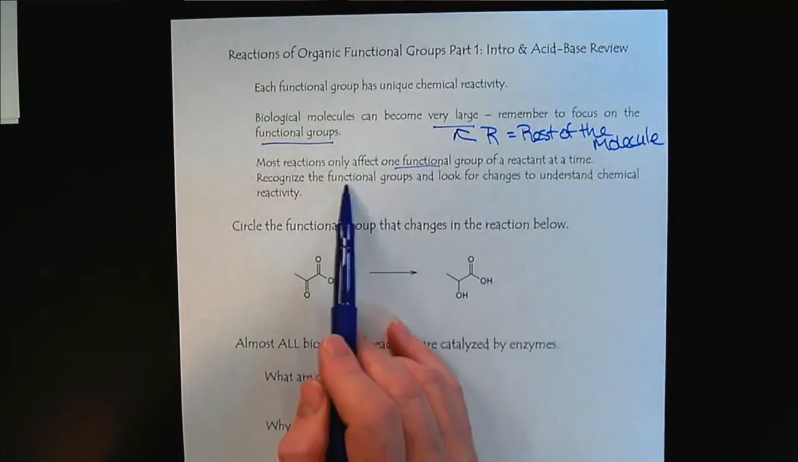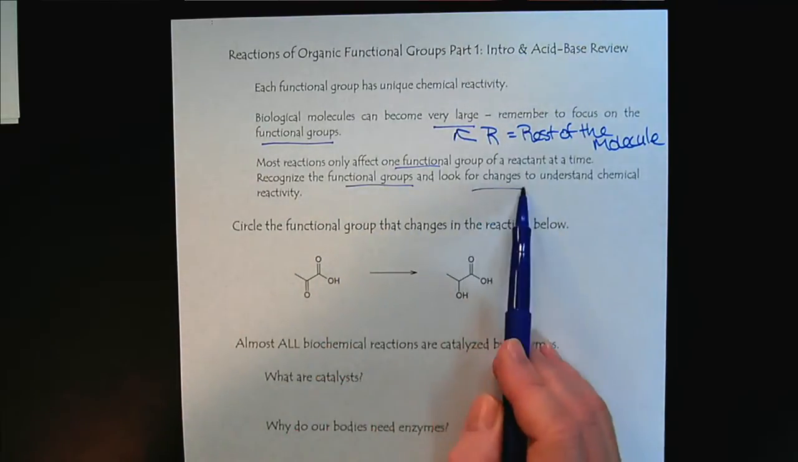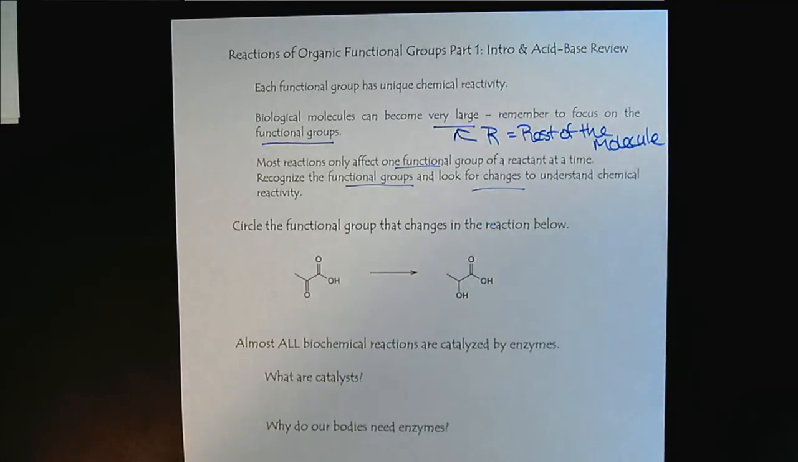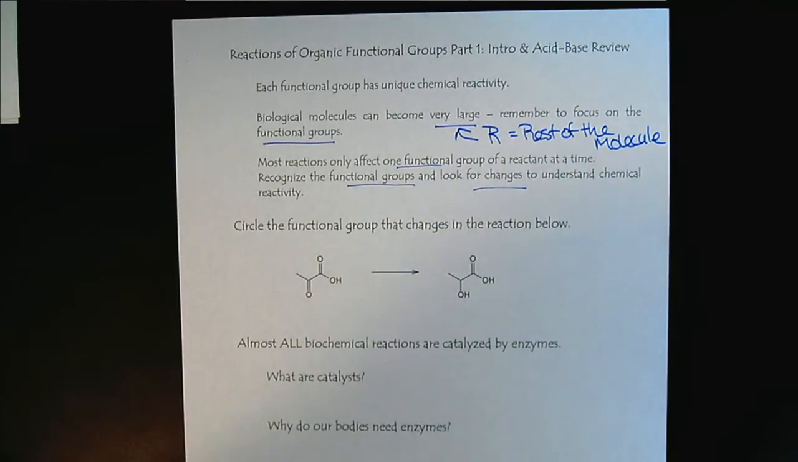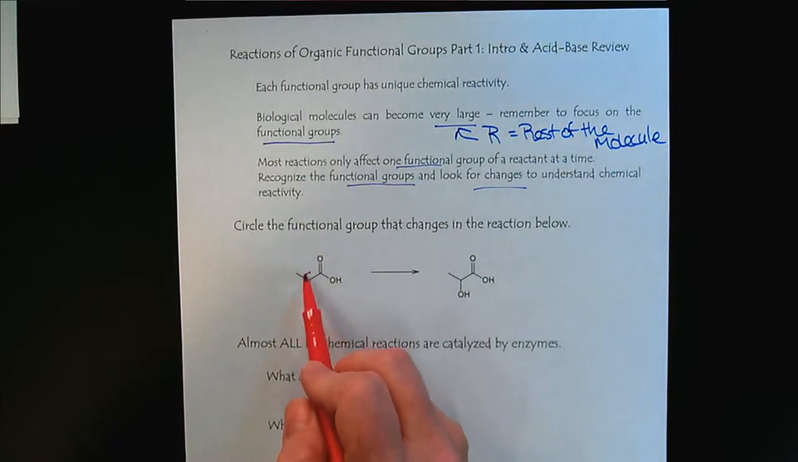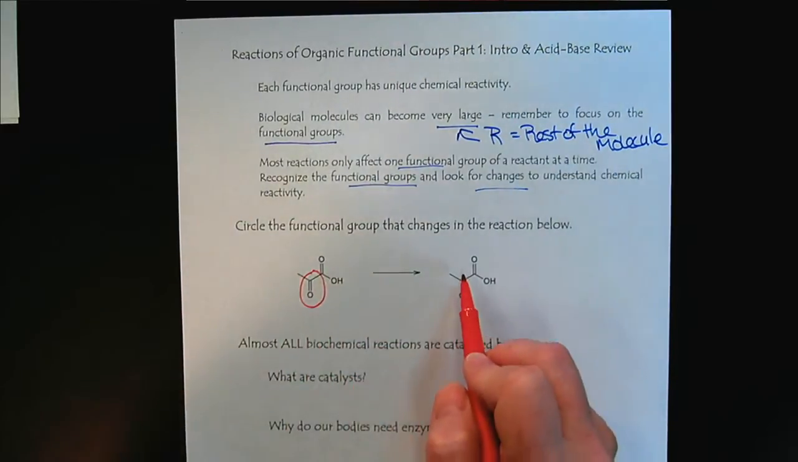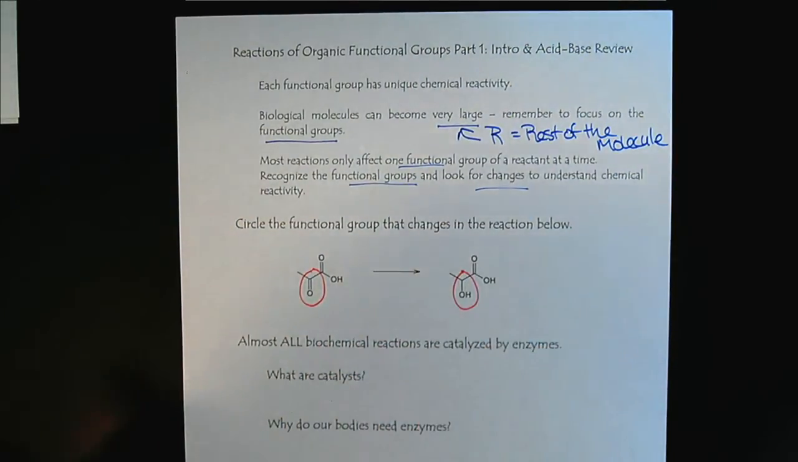So recognizing the functional groups and looking for changes is a really great strategy to help make sense out of this. So let's practice that skill first. Look at our reactant and product and then go ahead and circle the change that you see occurring. So notice we have two functional groups, right? But that the carboxylic acid remains the same. We can see that the ketone is changing into an alcohol.